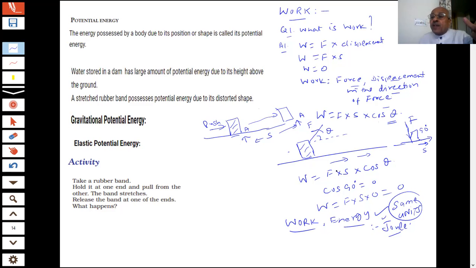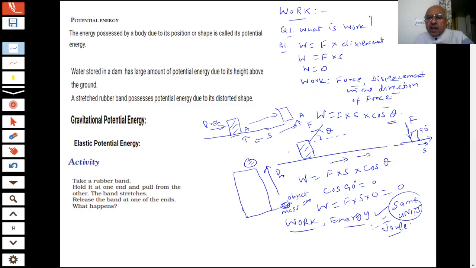If I do the work, then the body has got energy. For example, students, see here, this is an object. It has some mass, supposing M. Supposing this is a ball, and this ball is on the ground. I put it to a height H. I have raised this object to a height H.